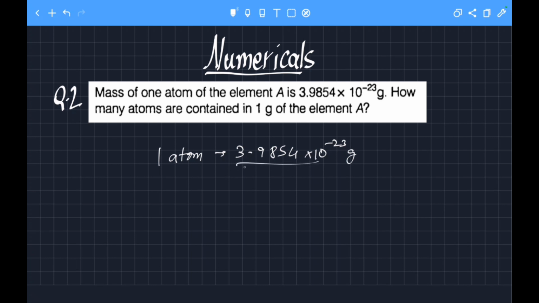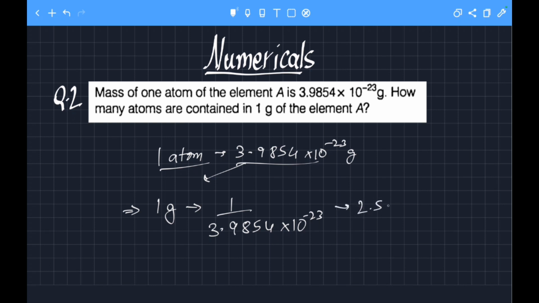So what you can do is simply bring this down as a denominator. So this will become 1 gram as 1 divided by 3.9854 into 10 raised to minus 23. This is the number of atoms in 1 gram of element A. If you solve it, the answer is 2.5092 into 10 raised to 22 atoms.